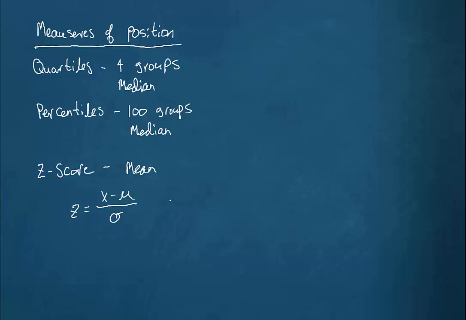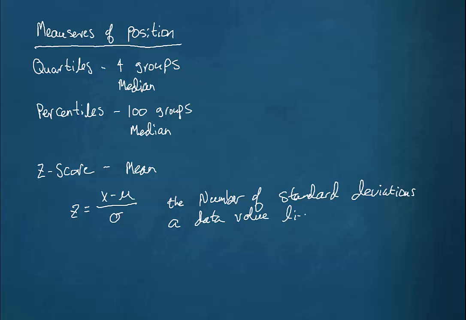Now what this turns out to be then is the number of standard deviations a data value lies away from the mean. So for example, if we had a data set that had a mean of 25 and a standard deviation of 2.